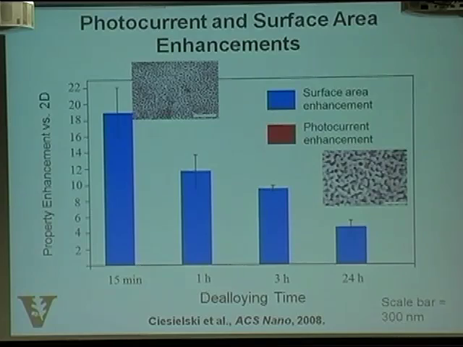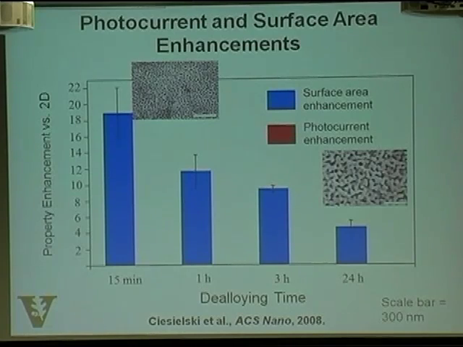What's going on here? So we can change the surface area of these structures by the extent of time that we dealloy that gold-silver alloy to basically pull out the silver. The longer we dealloy it, the bigger the pores get, as shown there. And then the surface area gets reduced as these pores get bigger.